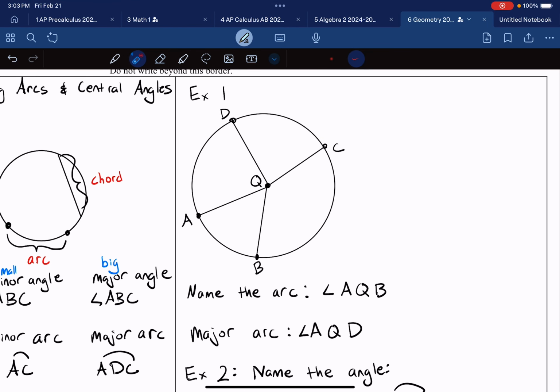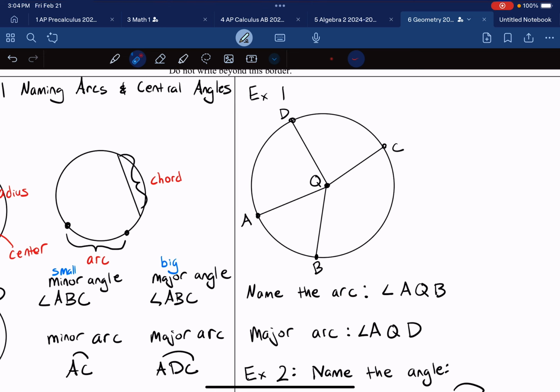So if I'm talking about the arc, that refers to the central angle. Notice that this has an angle symbol. So it's the angle AQB, A to Q to B. So I'm talking about this angle, or you could be talking about that angle. It's unclear, but I know that I go from A to Q, then to B. What is the arc? And if it doesn't say anything, you assume that it's going to be a minor arc.